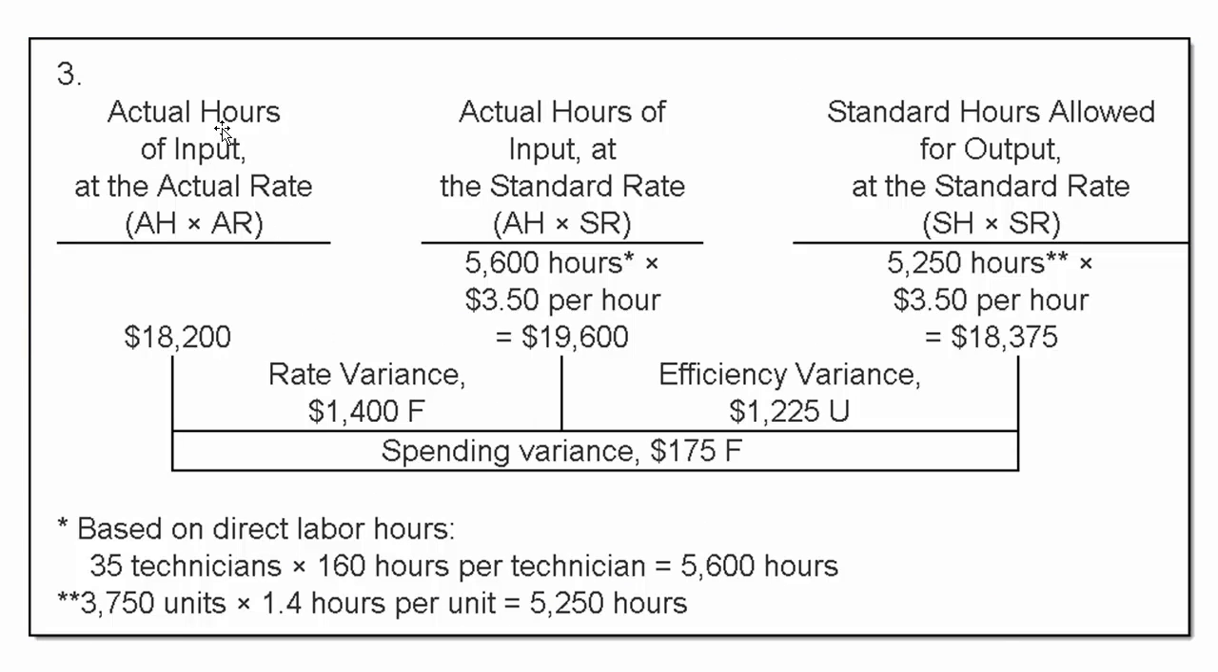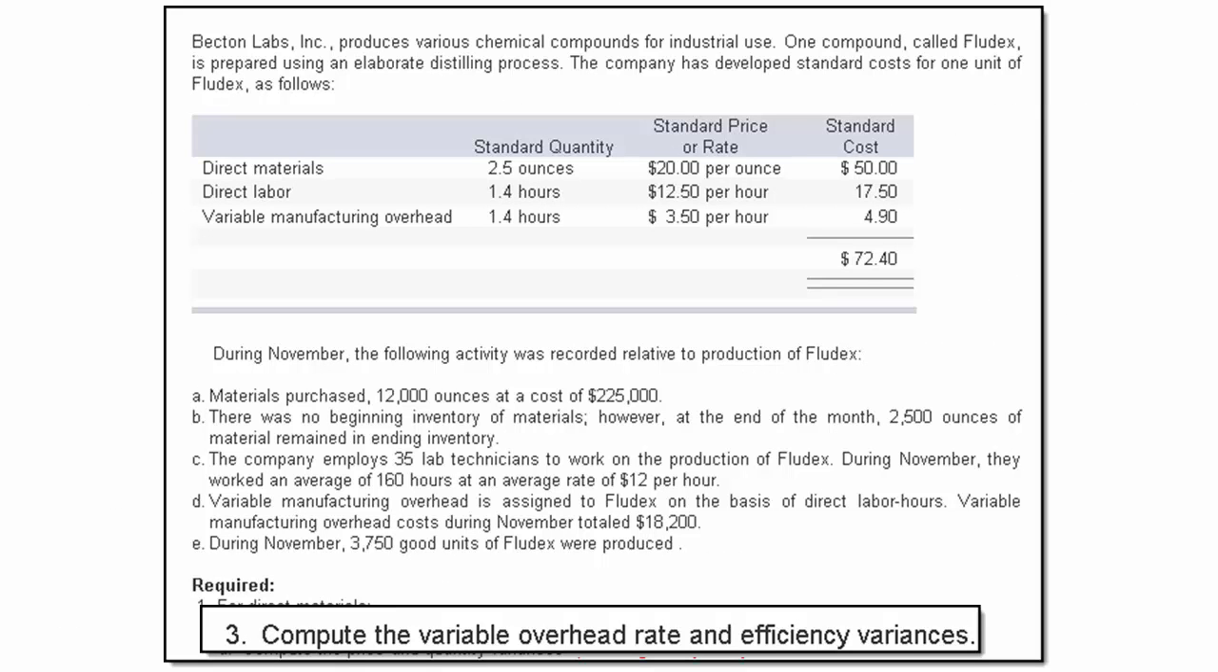Again, actual hours at actual rate, and on the far right is standard hours at standard rate. Well, actual hours at actual rate is 18,200. Okay, the 18,200 is given in the information. So they would probably look at the general ledger and see what was spent during the month, what was applied to various manufacturing overhead accounts. That's how they came up with the 18,200.